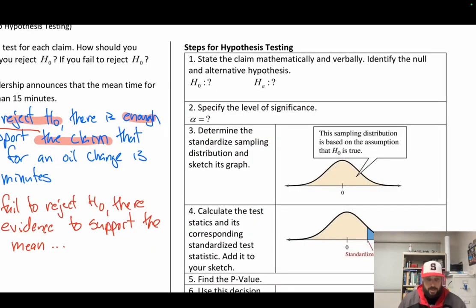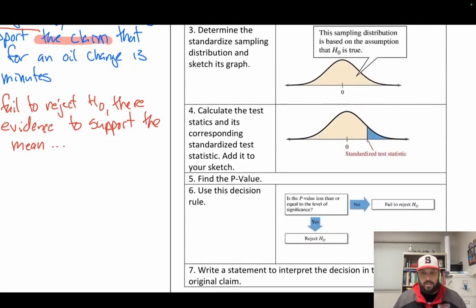All right, so we have some steps here in a nice clean table format for you to reference. Step one: state the claim mathematically and verbally, identifying the null and alternative hypothesis. Then we want to specify the level of significance, so our alpha is at 10, 5, 1, which we'll dive into deeper later. We want to determine the standardized sampling distribution and sketch its graph. We've done some of that before. Then we'll calculate our test and its corresponding standardized test statistic. We're going to add that to the sketch.